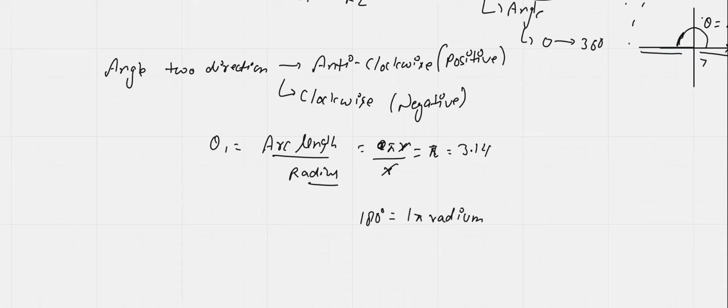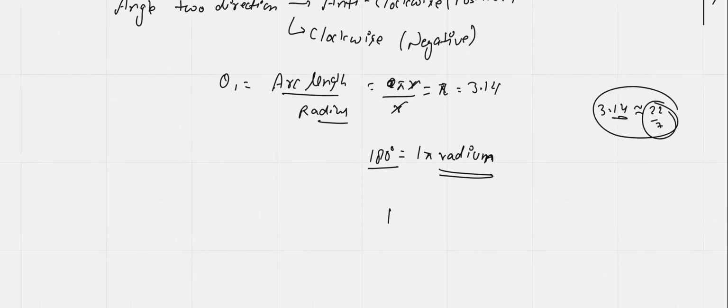Also, this pi can be written as 3.14 or as 22 by 7. These are mathematical conversions just for pi. But pi radians is equal to 180 degrees. Or you can say 1 radian, just 1 radian, is equal to 180 degrees divided by pi, which is 3.14.